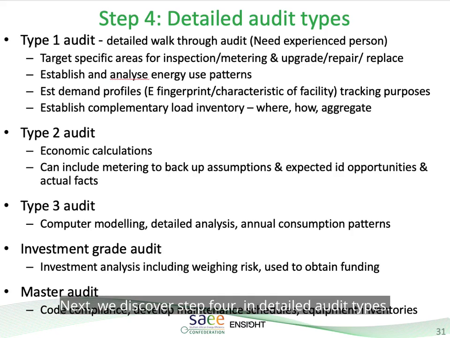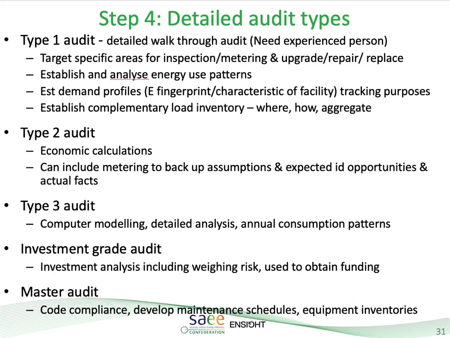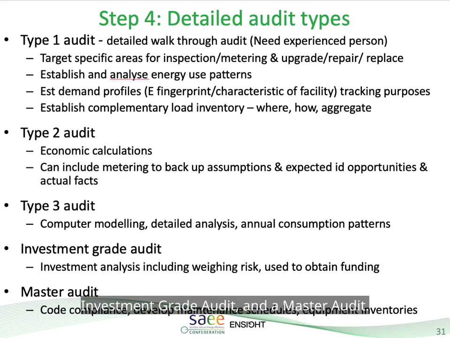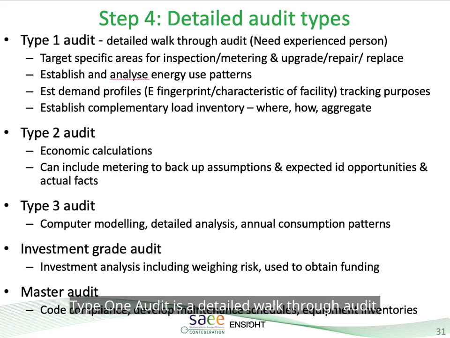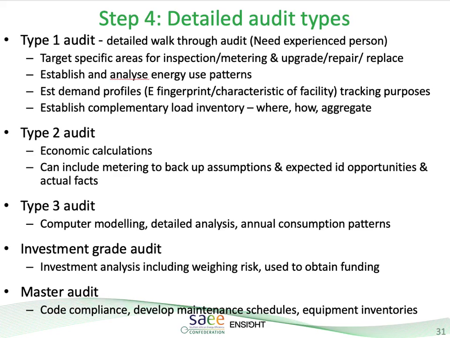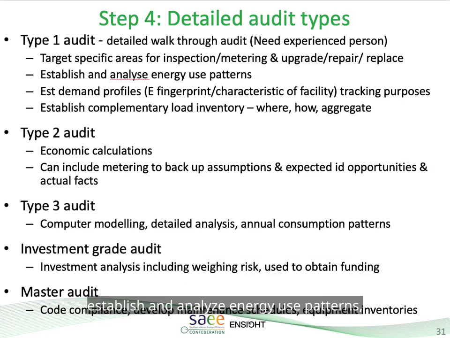Next, we discover step 4 in detailed audit types. We have a type 1, 2, 3 audit, investment grade audit, and a master audit. Type 1 audit is a detailed walkthrough audit. You need an experienced person. Target specific areas for inspection, metering and upgrade, repairs, replace, establish and analyze energy use patterns, establish demand profiles, and establish complementary load inventory.